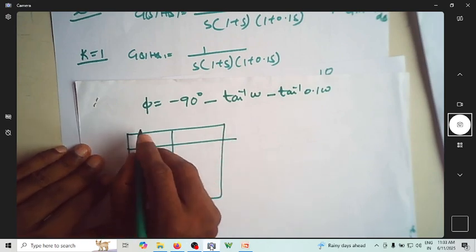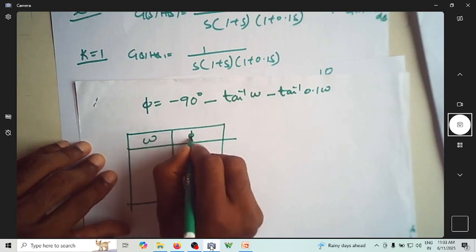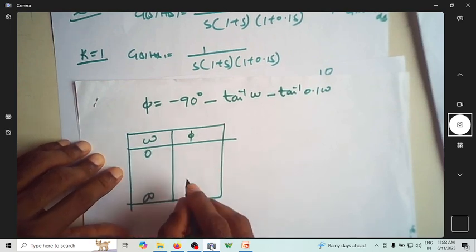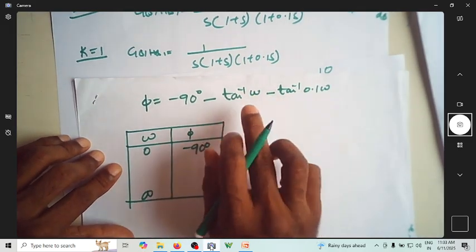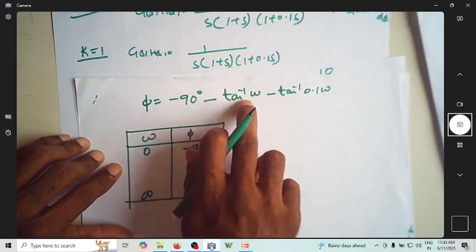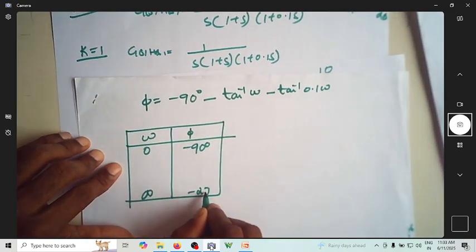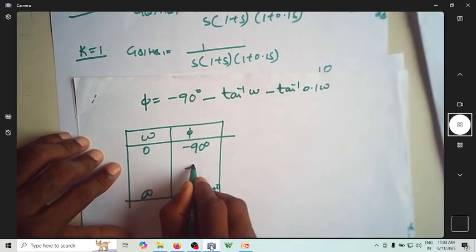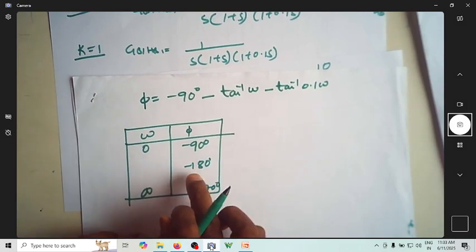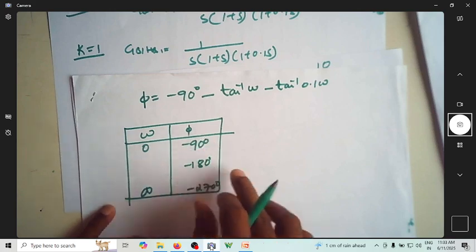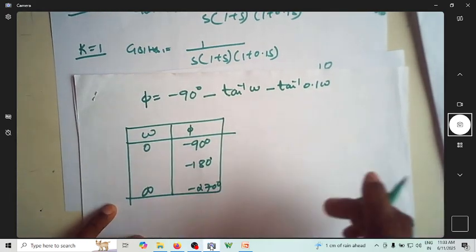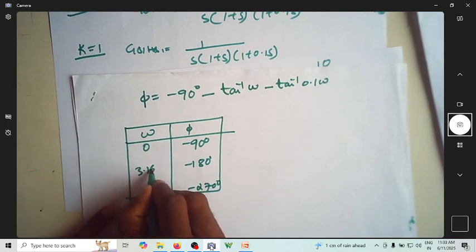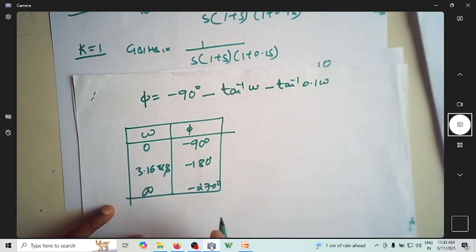Omega in phase, 0 to infinity. It is minus 90 degree when omega is 0. When omega is infinity, minus 90, minus 90, minus 90, this will become minus 270 degree. So it is certainly possible to get that minus 180 degree because the angles are minus, minus, minus. It is found that it will happen at 3.16 radian per second.